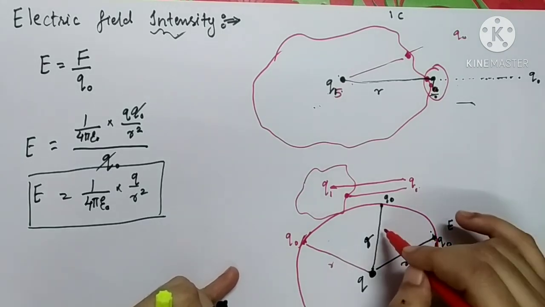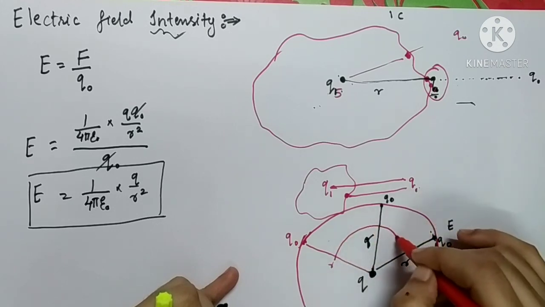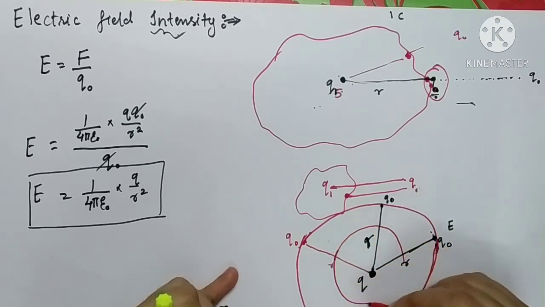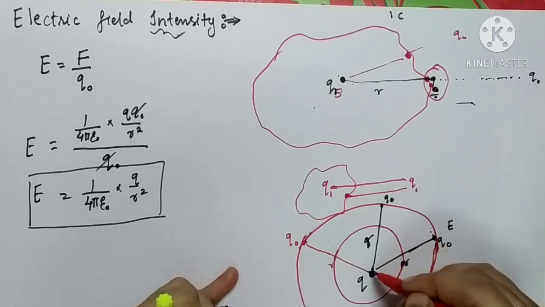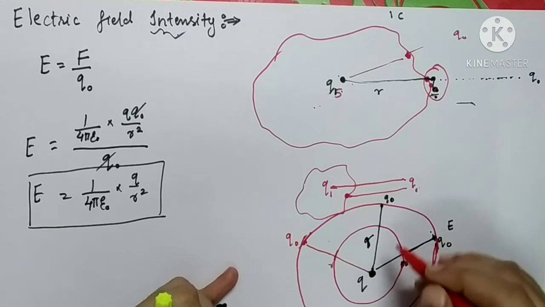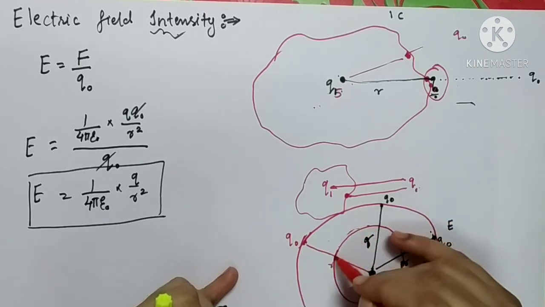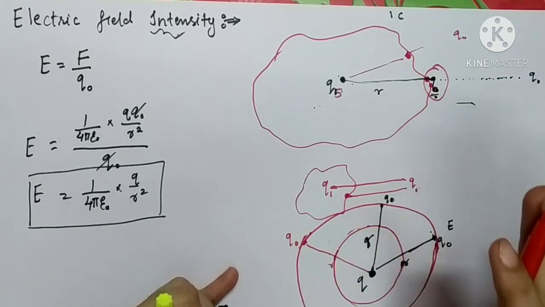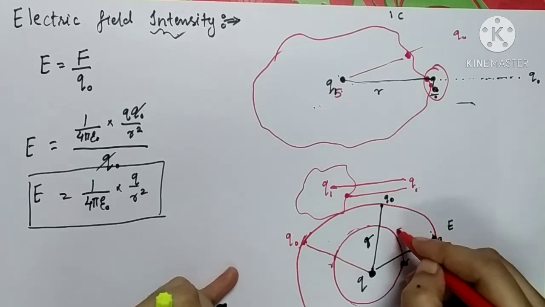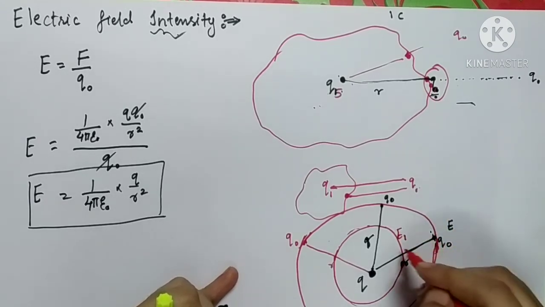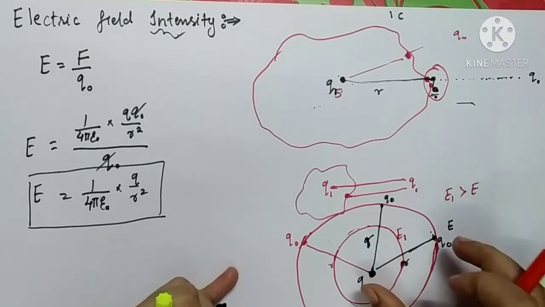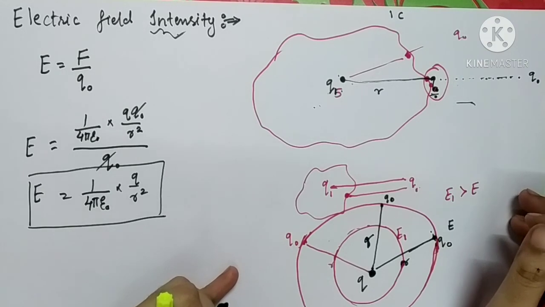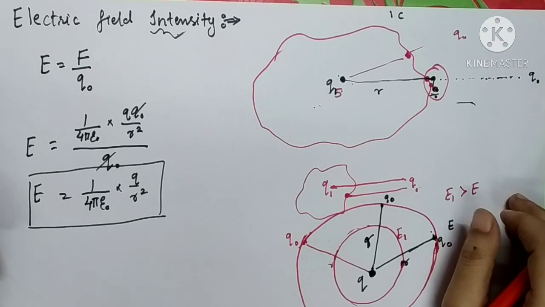Similarly, if you draw another sphere surrounding the charge Q, this sphere will have a different electric field because it is much closer to the charge Q. Each and every point of this sphere will have the same amount of electric field. Say it is E1. So here you can say E1 will be greater than E because they are at different distances. So this is actually the concept of electric field intensity.